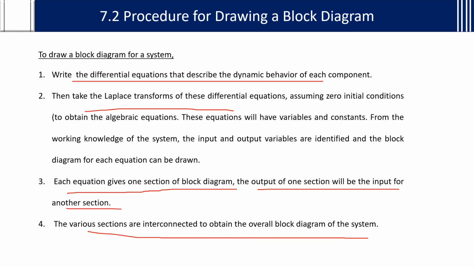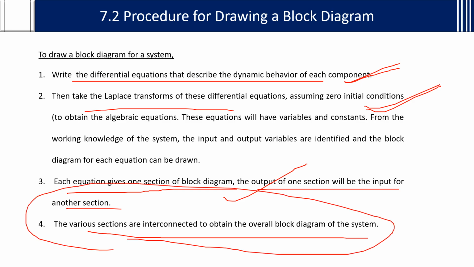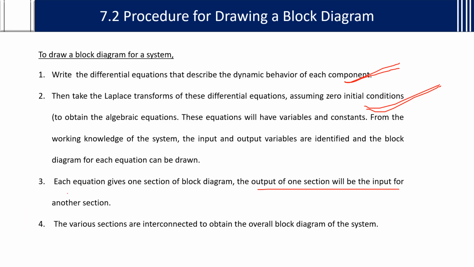What should we do? From the circuit you should write the differential equation, then take the Laplace transform, same as we have done for mechanical translational and rotational systems. So the procedure to draw a block diagram is: write the differential equation, take the Laplace transform, then separate components have different Laplace transform equations. One block diagram's output is the input to the other. By connecting like that, you connect all the block diagrams into one, which forms the whole system.